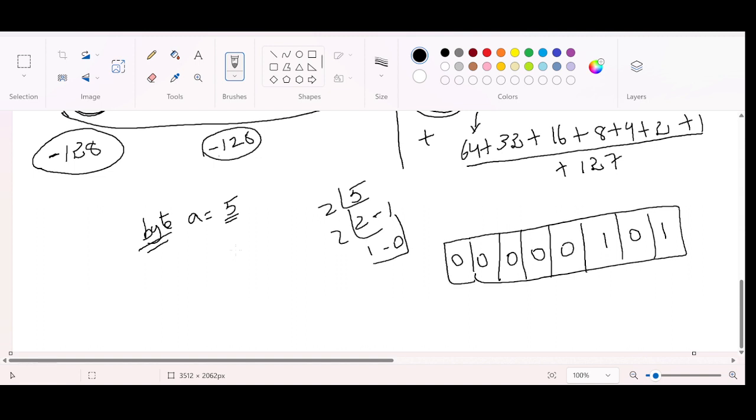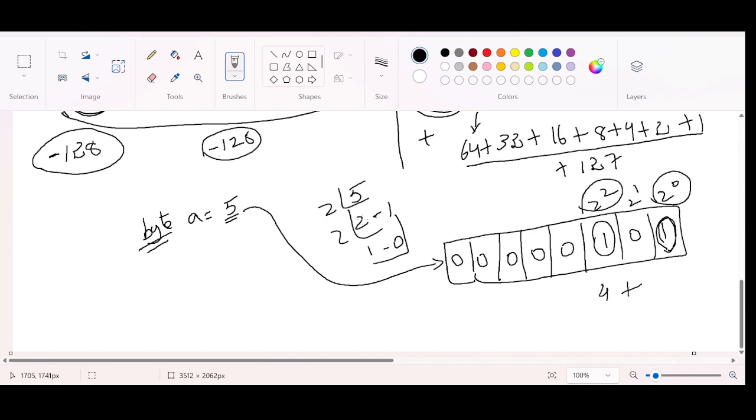So this is how the value 5 will be stored in the database. If you convert this directly, just put the place values for the ones bit: 2 to the power of 0, 2 to the power of 1, 2 to the power of 2. We include only 2 to the power of 0 because we are considering only the ones bit. So 4 plus this 1 gives us 5. This is how the positive value is getting stored.